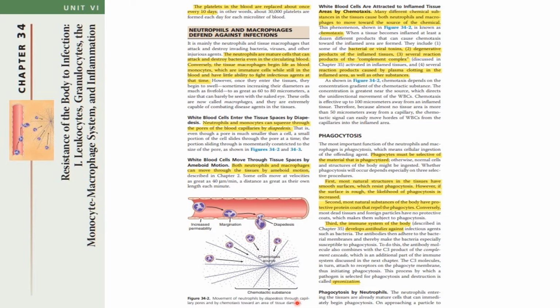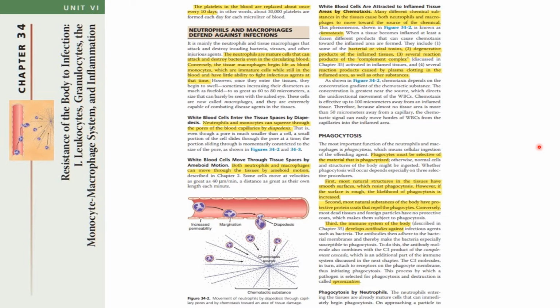White blood cells enter the tissue space by, as we said, diapedesis. Neutrophils and monocytes can squeeze through the pores of blood capillaries. This squeezing of neutrophils and monocytes through the blood capillaries is known as diapedesis. White blood cells move through tissue spaces by amoeboid motion. Both neutrophils and macrophages can move through the tissue by amoeboid motion. Here you can see increased permeability, margination, and diapedesis.